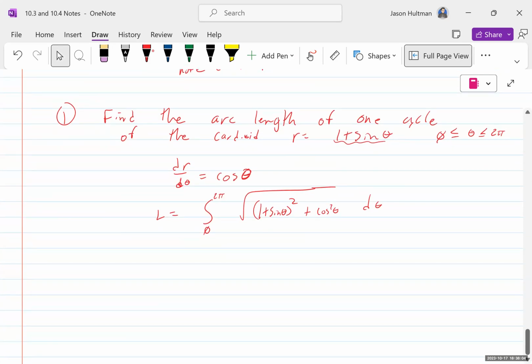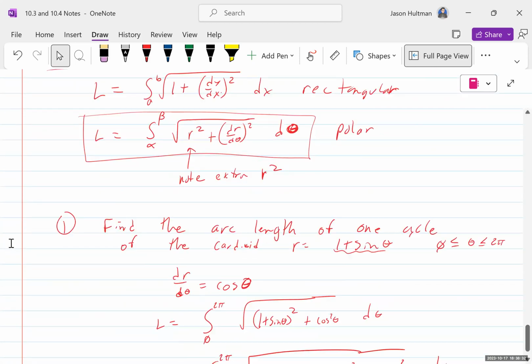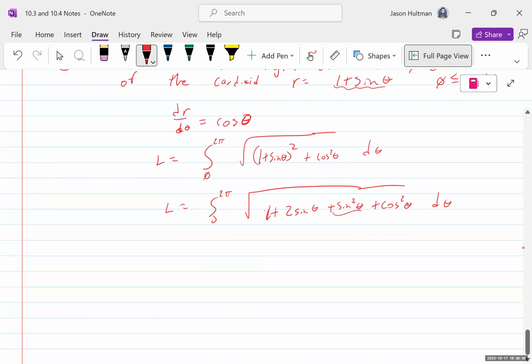Now we're going to multiply this out. FOIL that out, and we get 1 plus 2 sine theta plus sine squared theta plus cosine squared theta, d theta. The sine squared theta and cosine squared theta become 1 because of our Pythagorean identity. So L equals the integral from 0 to 2 pi of the square root of 2 plus 2 sine theta, d theta. Cool.